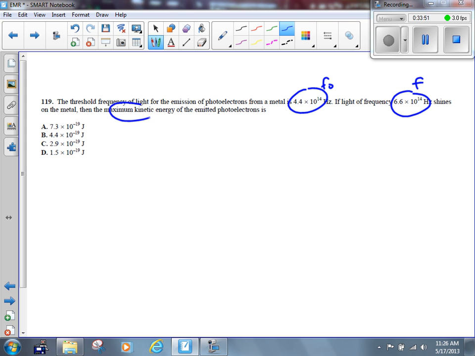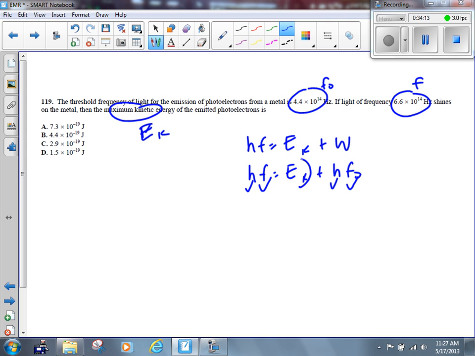We want to find the max kinetic energy here. You know which equation to use? 5 seconds. If you don't, then try hf is equal to EK max plus the work function. Now, we don't know what the work function is, but we know that we can replace it with h times the threshold frequency. So we've got this value, we've got this, and we've got this. We can solve for the max kinetic energy here.